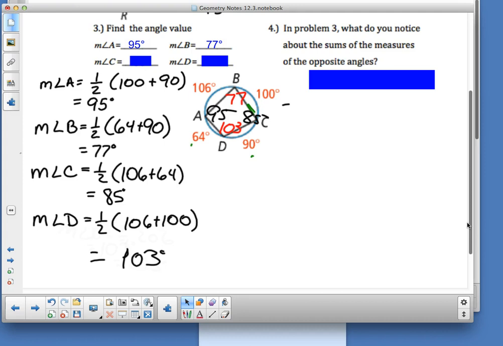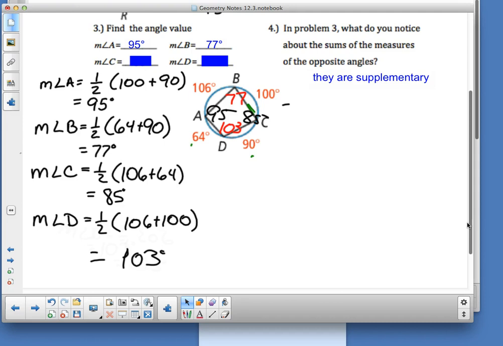They add to 180. It's not just a coincidence. It works like this the whole time. So now I've got this. They are supplementary. Okay? It's a fact, Jack. And the beauty about these facts is they're in your notes and we get to reread them.